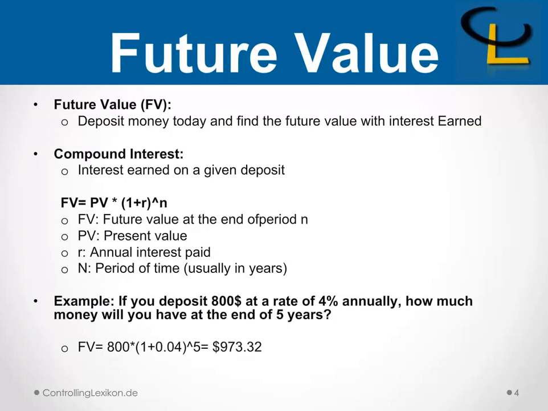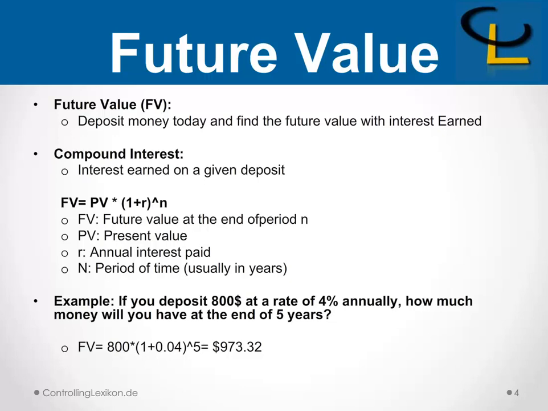Future value is the value of a current investment of assets at a specific time in the future with a specific interest rate, found by applying compound interest. The formula of the future value is FV equals PV, which is the present value, multiplied by the sum of 1 plus R, which is the annual interest rate, to the power of N, which is the period of time, usually in years. An example: if you deposit $800 at a rate of 4% annually, how much money will you have at the end of 5 years?